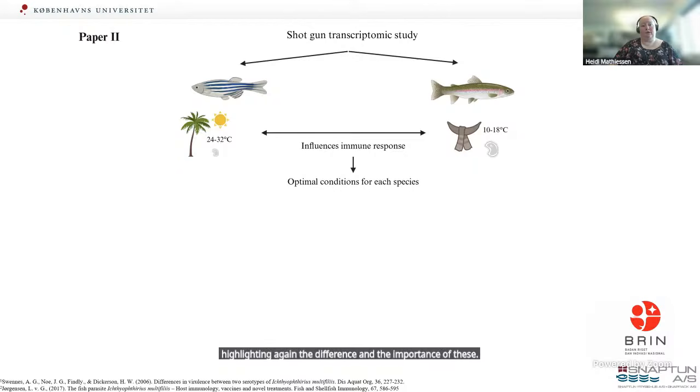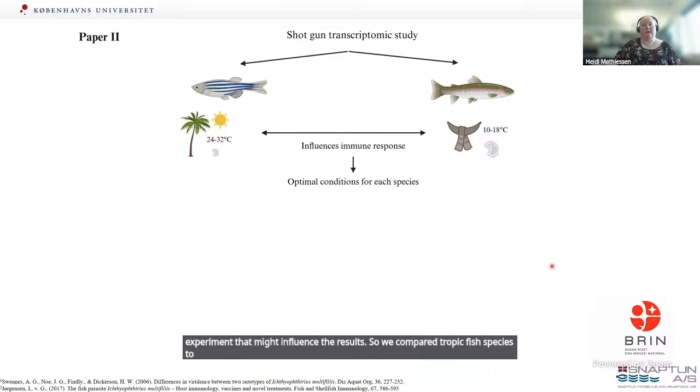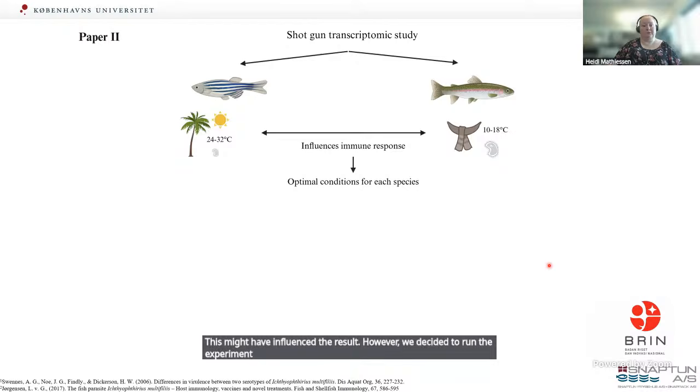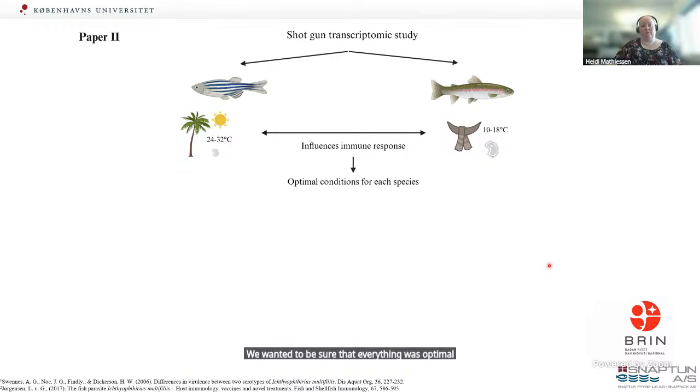So with this transcriptomic study, there were some differences in the experiment that might influence the results. We compared a tropic fish species to a cold water fish species, and since immune responses are influenced by temperature, this might have influenced the result. However, we decided to run the experiment with optimal conditions for each species because we wanted to be sure that the response we were seeing was not a matter of fish living in non-optimal conditions. We wanted to be sure that everything was optimal so we could trust the results that we were getting.